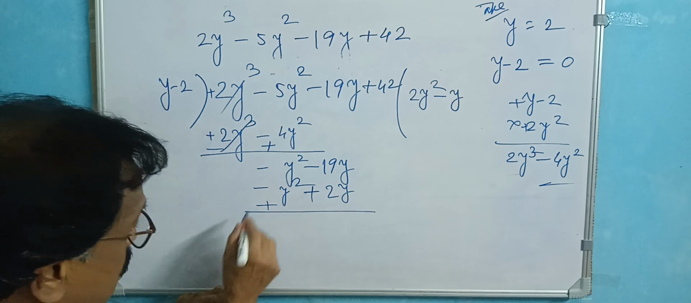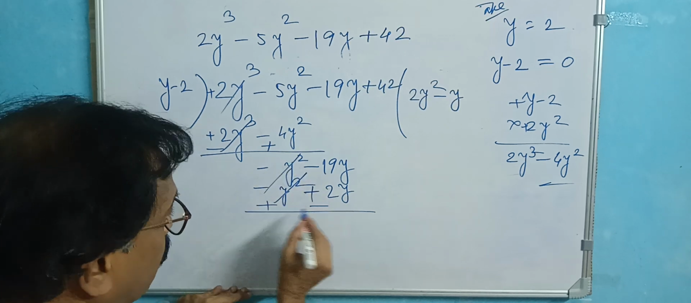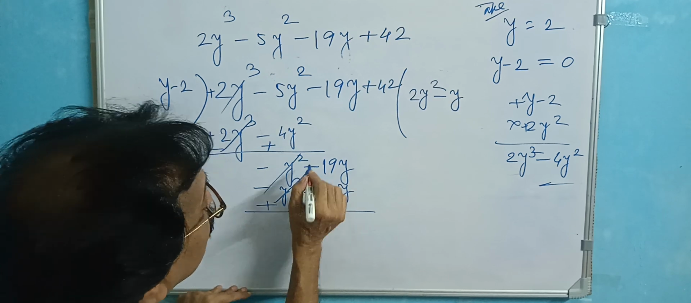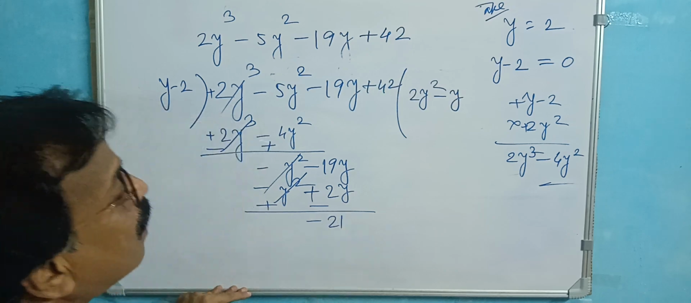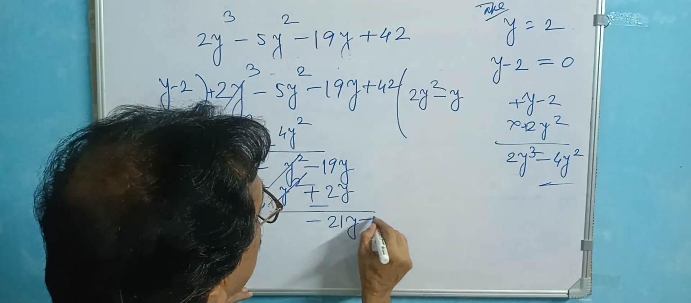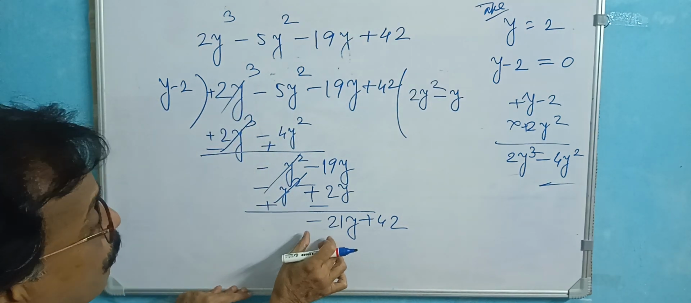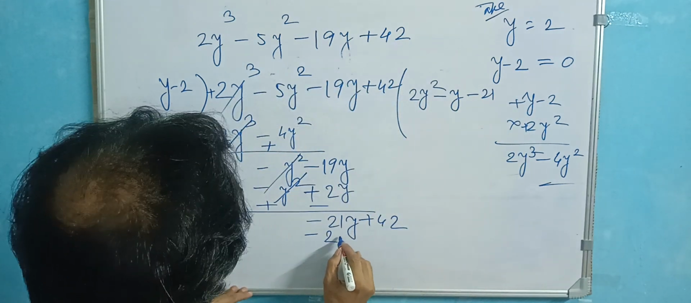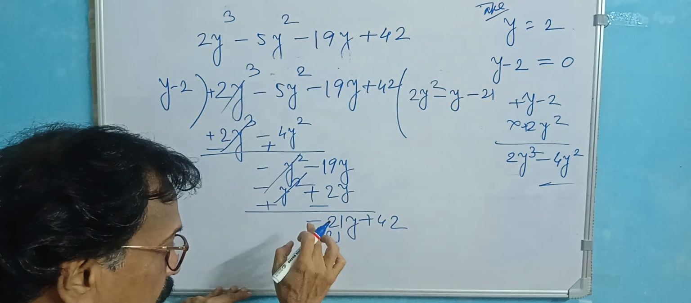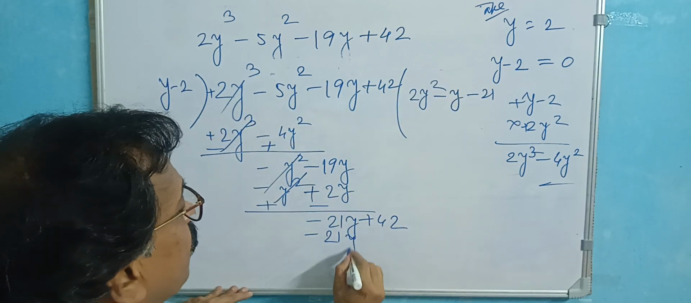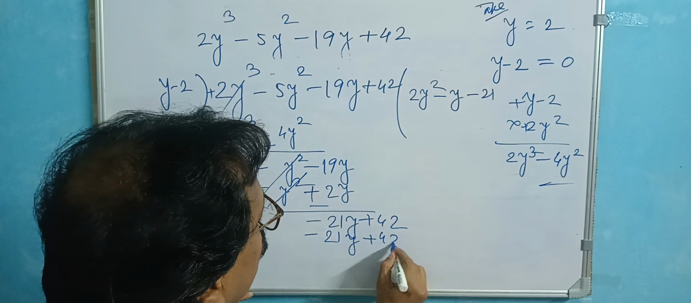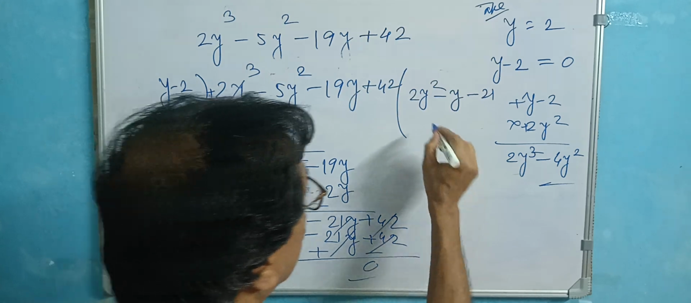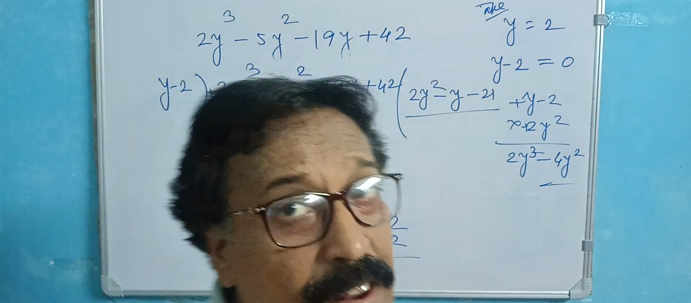Okay, so sign change, minus plus plus minus. This is very important. Now the same sign, this is minus, this is 2y. What's the sign? Plus, is not minus. So 19 and 2, minus 21y, and this is plus 42. Here it gets minus 21, here is y. So minus, you multiply minus 21. So minus, same sign. Minus 21y. And this is minus plus 42. Ultimately, this is plus, this is minus. This cuts to 0. So this is the other factor.